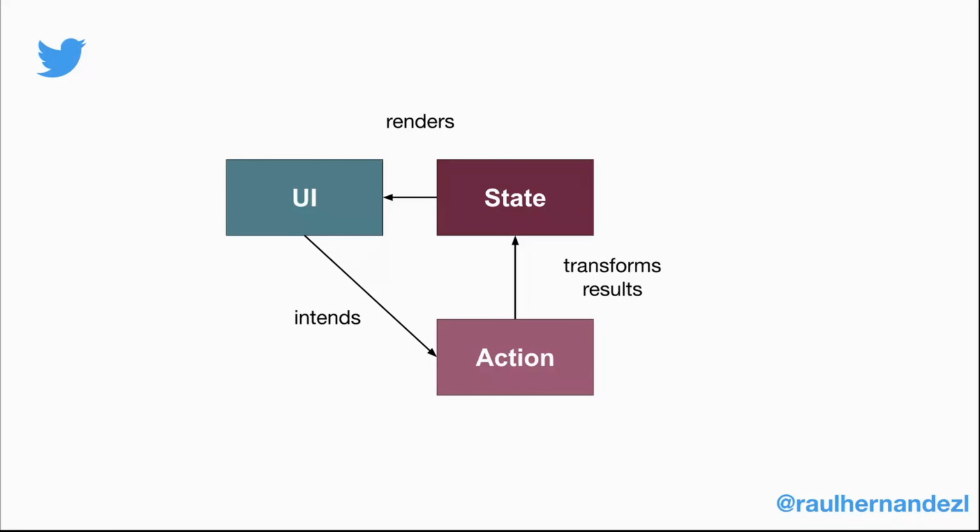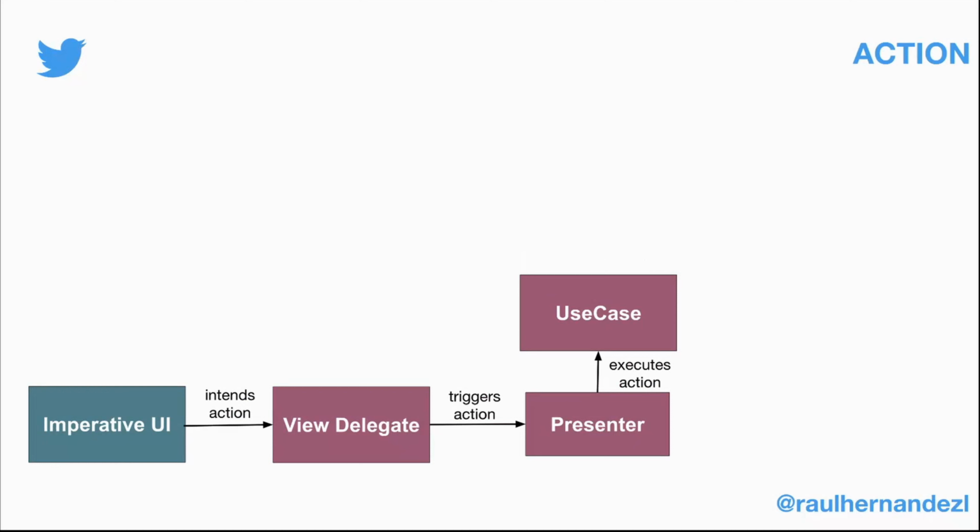You will always have a unit that's going to be represented as a UI. If we think in the different entities, basically this is the diagram going to the action. So I use my imperative UI, intending an action, then my view delegate triggers this action. The presenter executes the action to a use case, let's imagine the use case returns the proper results from the network or the repository data source that is more convenient.